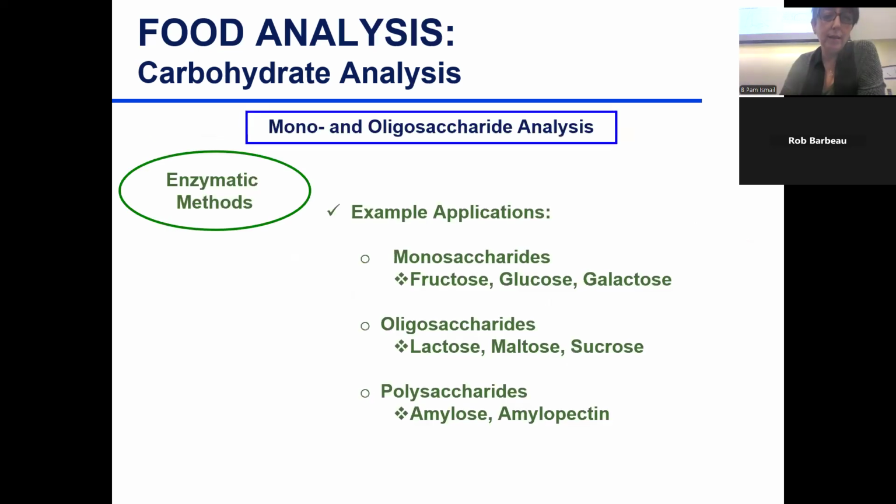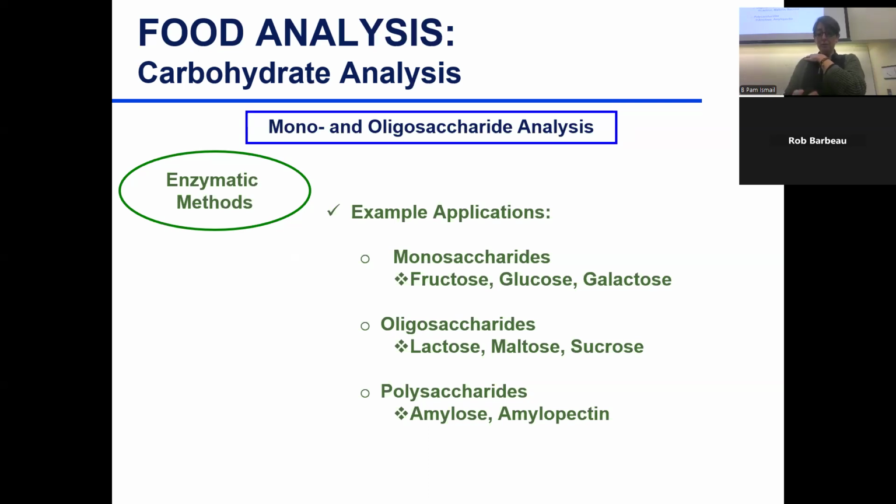So that's one example. There are other applications, like I said: glucose, galactose, even lactose. Well, there is maltose and sucrose as well. And then we use enzymatic methods to determine polysaccharides, total starch, amylose, and then we can get the amylose to amylopectin ratio. And we'll talk about how we do it later on when we cover starch.